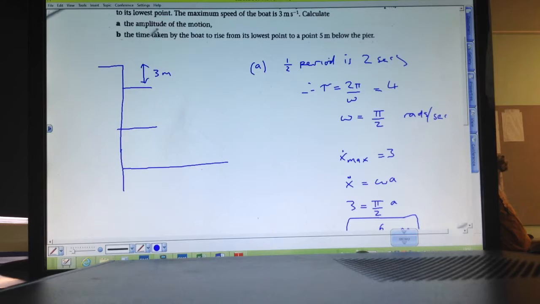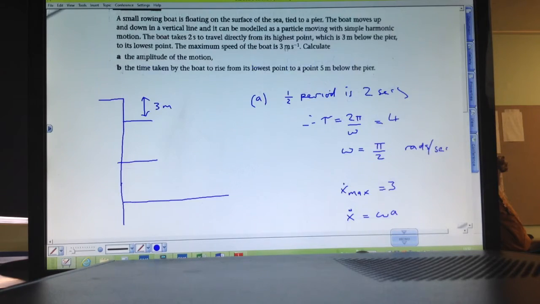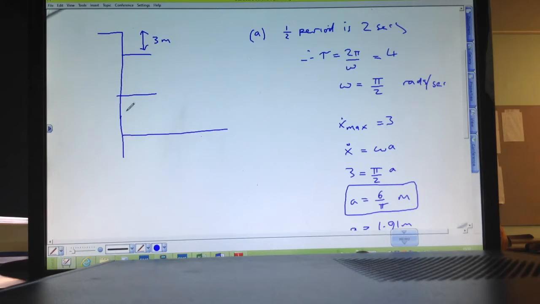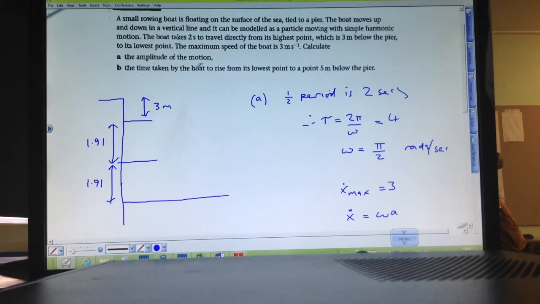Okay, now the time taken for the boat to rise from its lowest point, which is down here, to a point 5 metres below the pier. Okay, right, I want to work out what this actually is. Can someone tell me what that is? Amplitude. 1.91 metres. So I know that this distance here is 1.91 metres, and this distance here is 1.91 metres.